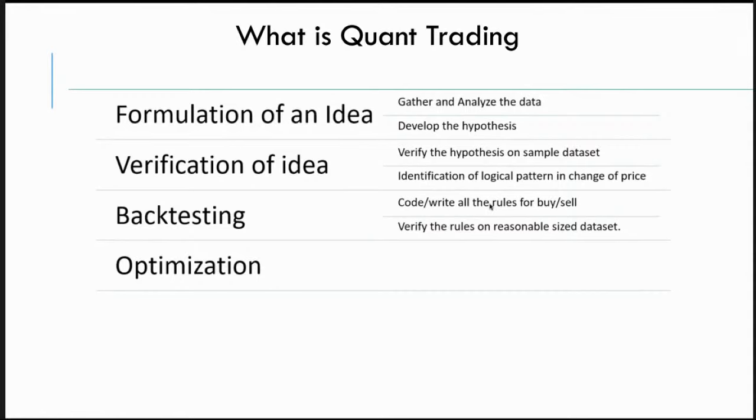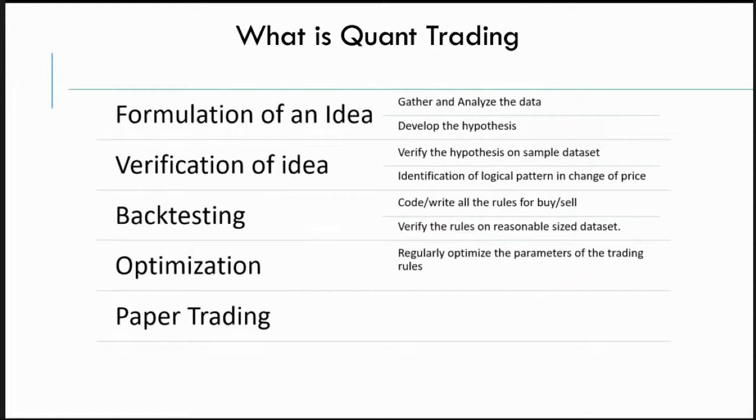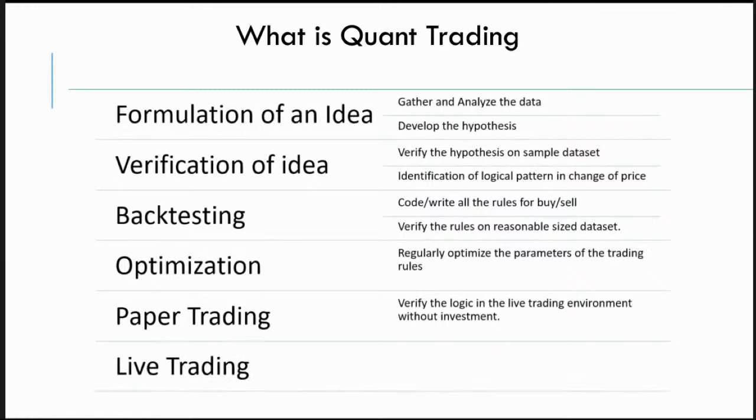Here we do the optimization of the parameters one by one, and once we are fine with the optimization of the parameters and our backtesting is performing well, then we can move to the paper trading stage. Paper trading is nothing but performing the same operation which we have done in the backtesting in the live market, but without investment. Once we have verified the logic which we developed in the backtesting stage in the live environment without investment, then we go for live trading. Live trading is nothing but whatever we have done in the paper trading, but with some amount of investment.